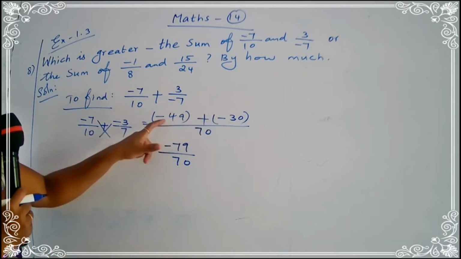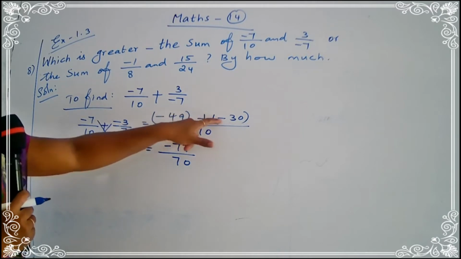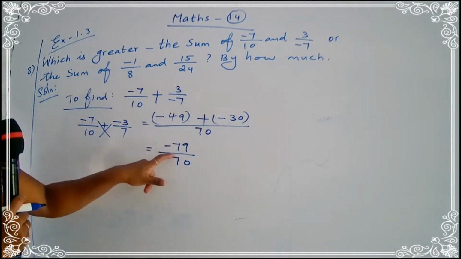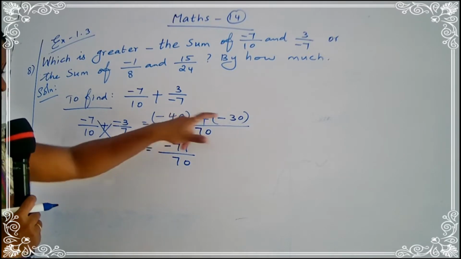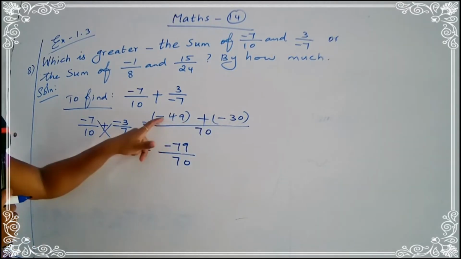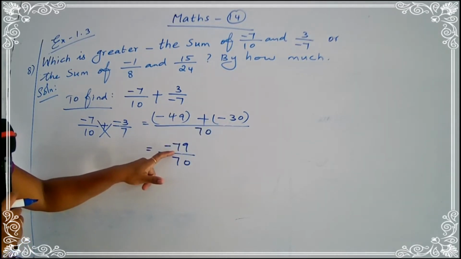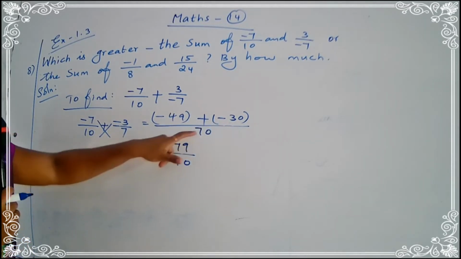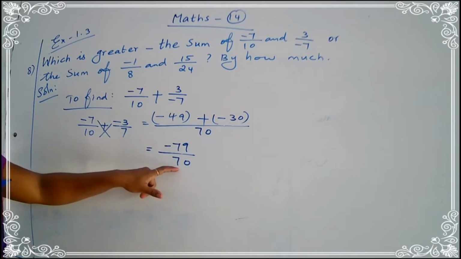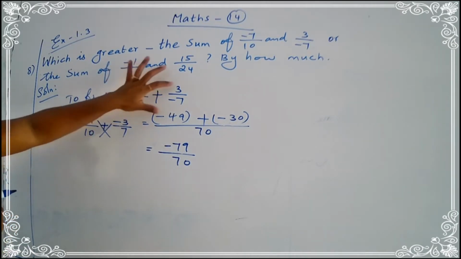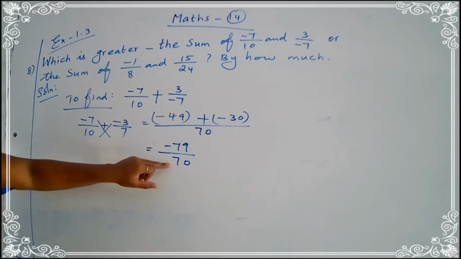Okay? So that's why we add the absolute values and put the same sign. So 49 plus 30 is equal to 79. Your sign is minus. So minus 49 minus 30, your answer is minus 79 upon 70. Are you clear? Yes. So the value of minus 7 upon 10 plus 3 upon minus 7 is equal to minus 79 upon 70.